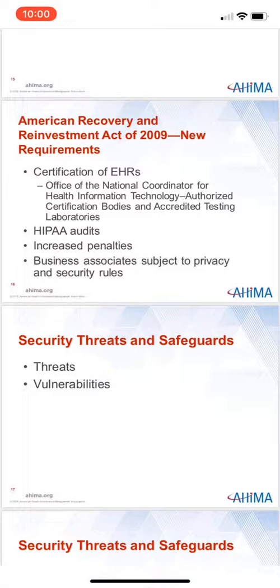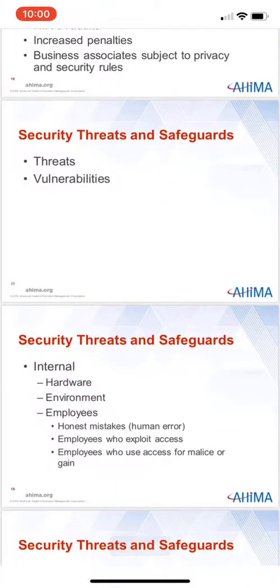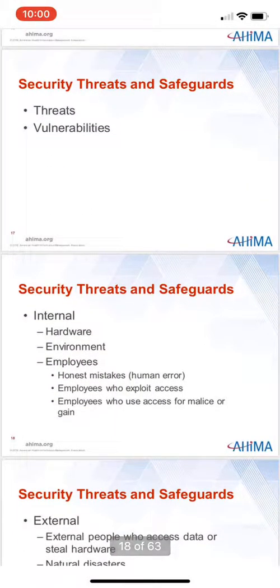All right, so moving on to the next section, getting into more of the security pieces of this. And this will be some of the things that you should remember from health records. Threats are the potential for a vulnerability to be exploited. And vulnerabilities are weaknesses that could be exploited, thus creating a breach of security. Threats come from internal and external sources. Internal threats come from employees, hardware factors, and the environment.